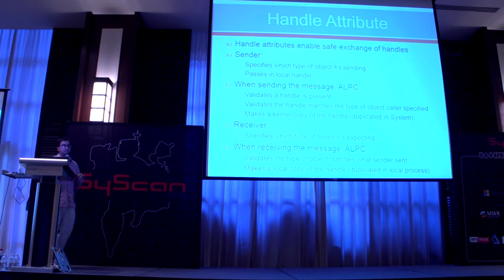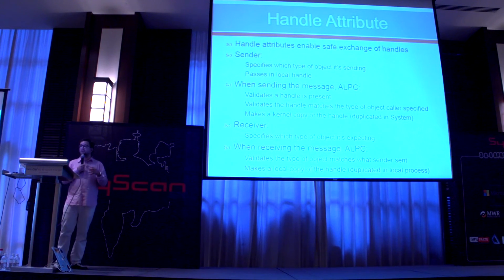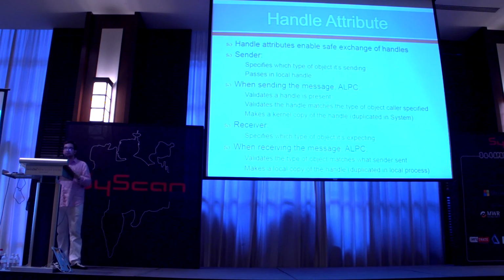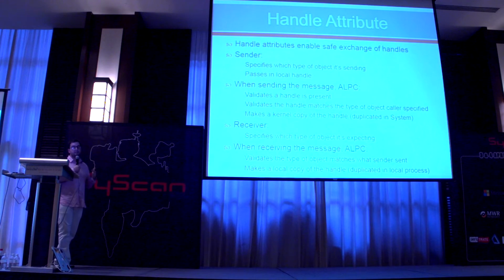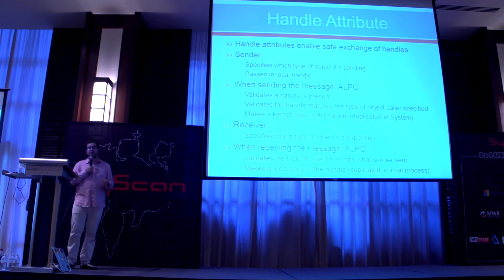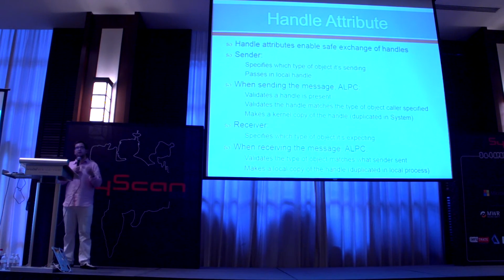So ALPC comes in and says, you want to send a handle, use an attribute. Package that handle in a special way that tells the kernel this number 8 means something. And it means that this is a thread object. And then the kernel will validate it when you send this message. Is 8 valid? Is 8 a thread? And if so, it's going to make a copy of 8 into the kernel object table.